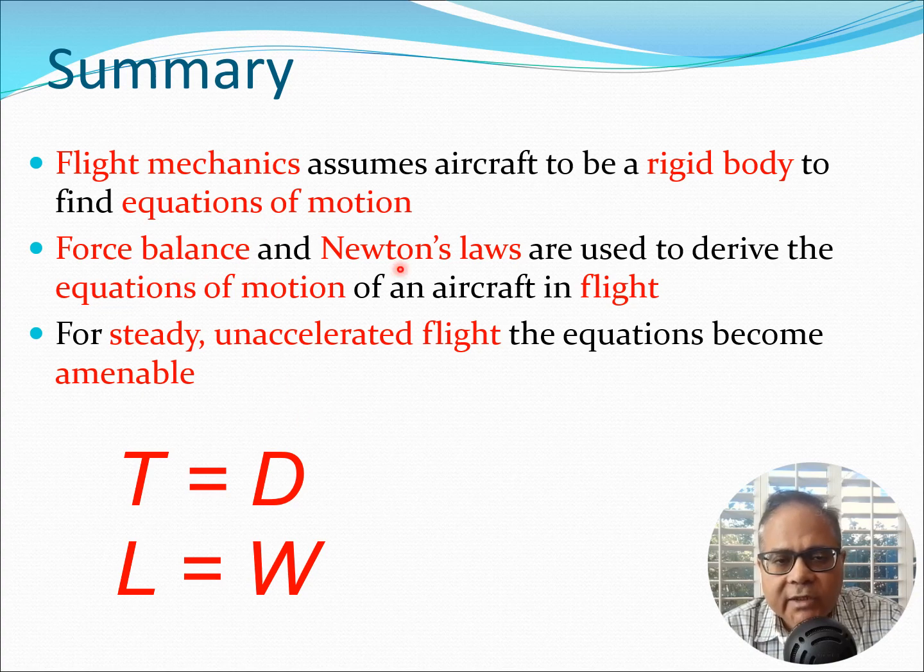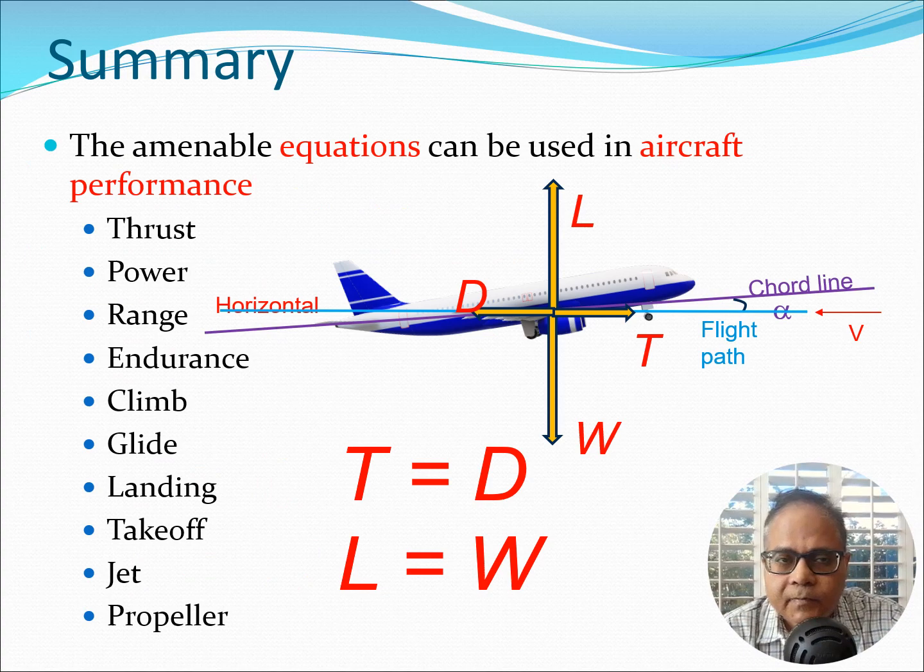Now force balance and Newton's laws are used to derive the equations of motion of an aircraft in flight, and we saw these equations, and we also saw that for steady unaccelerated flight the equations become very amenable. So you get T equal D and you get L equal W. Now, these amenable equations would appear to be extremely simple. Can we use them in most situations? The thing is we can, because when we deal with aircraft performance, these equations are quite okay to use.